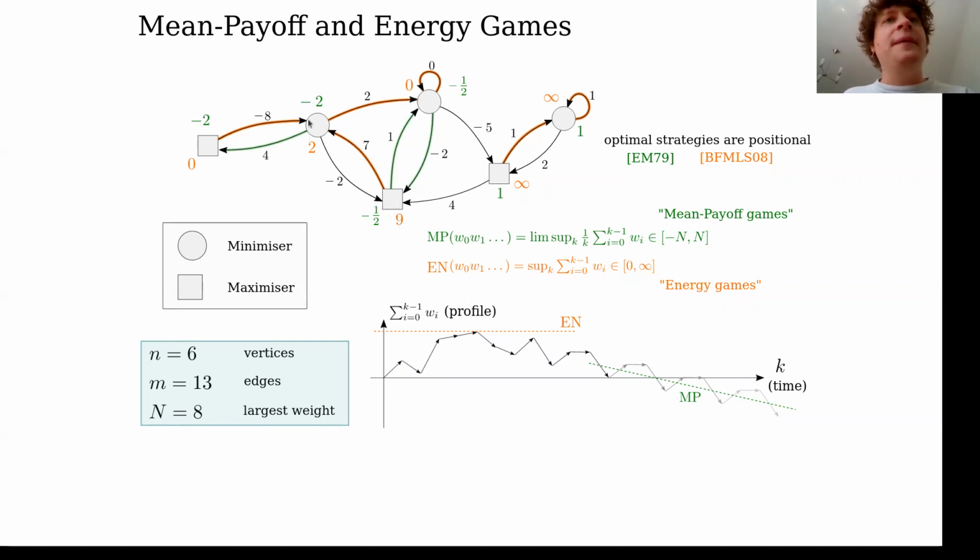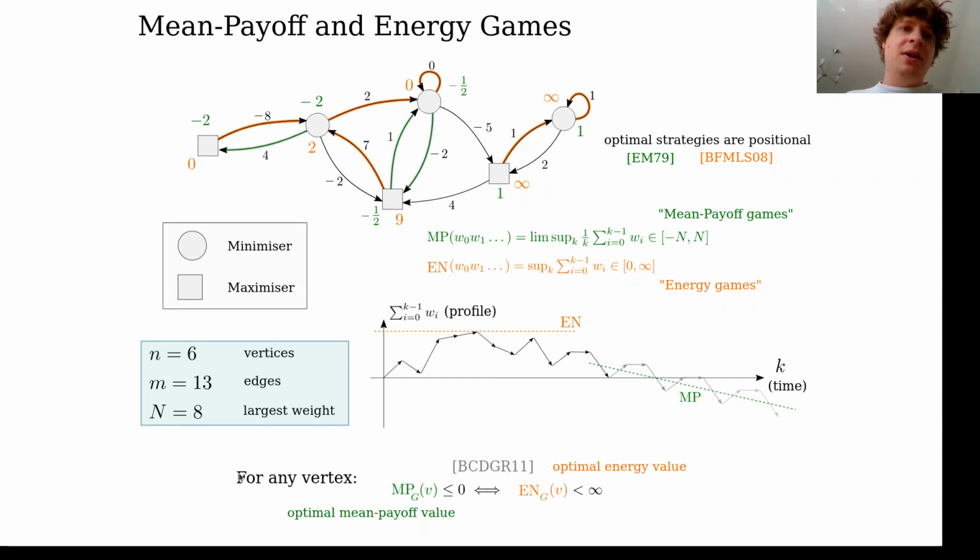Okay, so in this example, we see that the optimal strategies for MeanPayoff and energy games may differ. However, these two games are still tightly linked because it remains true that from any vertex, the MeanPayoff value, which here is written in green, is non-positive if and only if the energy value is finite.